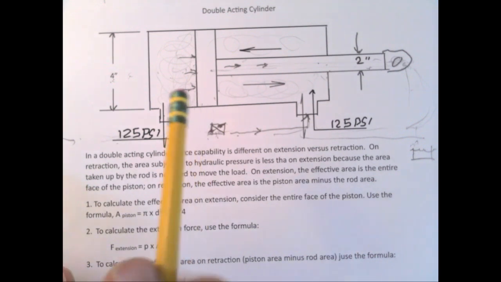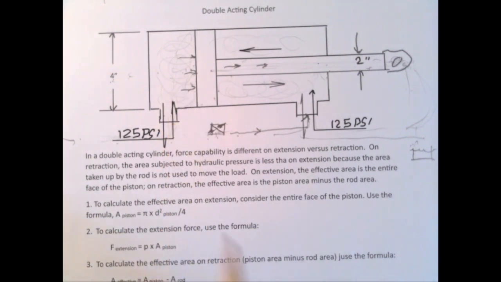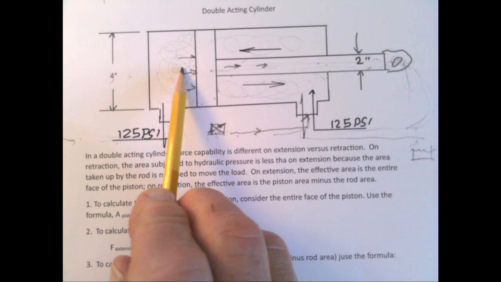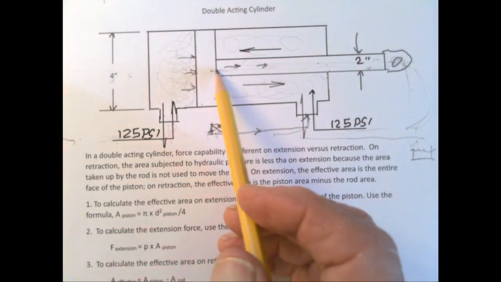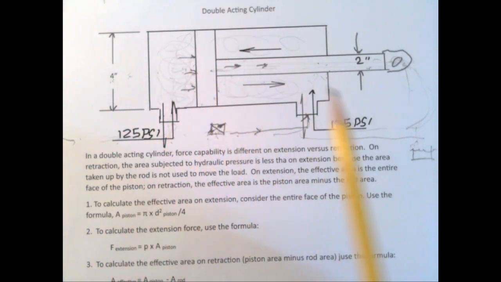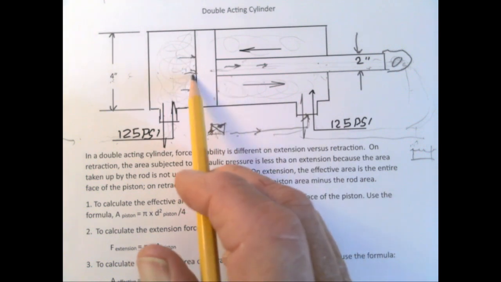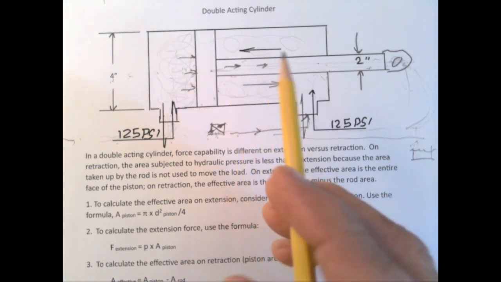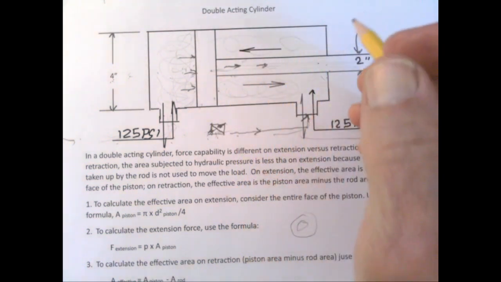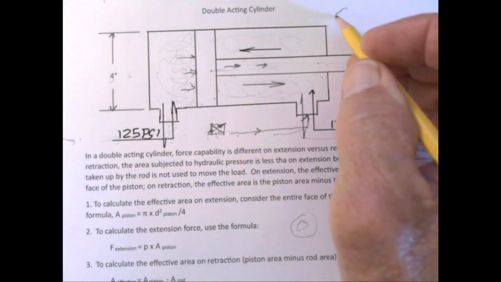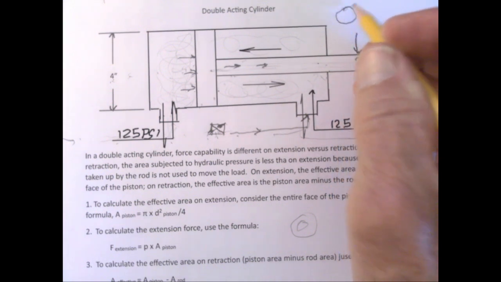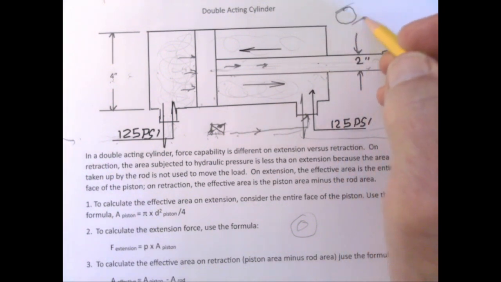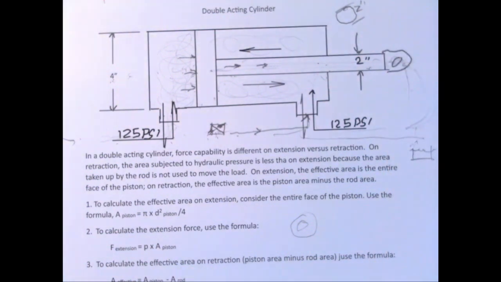So when we get through with this, it's going to be this area, which is the same as this except for rod. This side, the annular side, the annular is going to be this same area minus the area of the 2-inch rod, which has its own area. See, it's 2 inches, so it'll have an area.